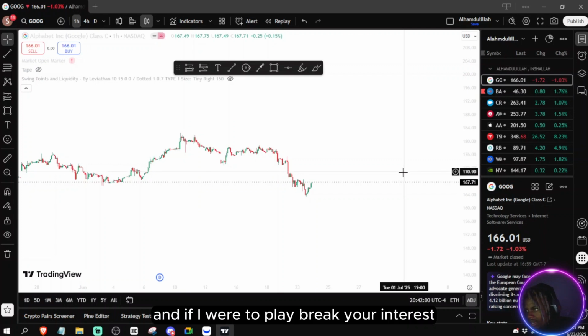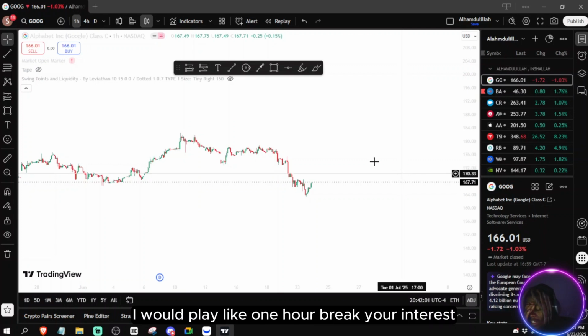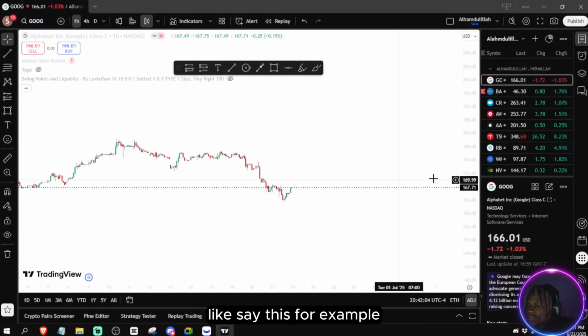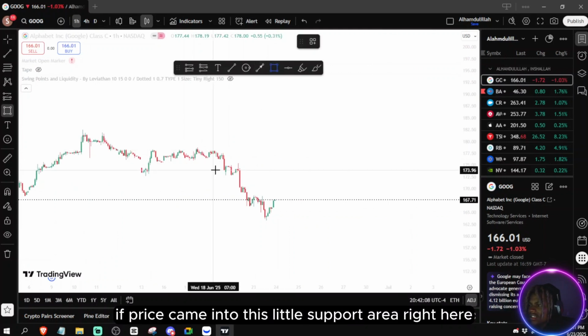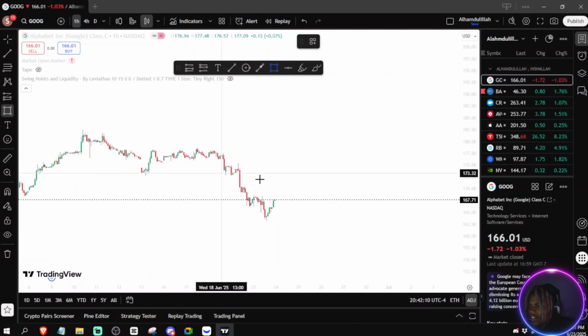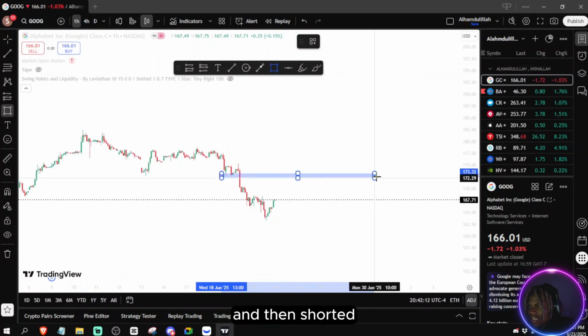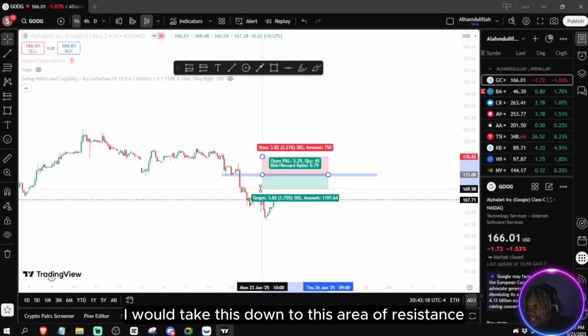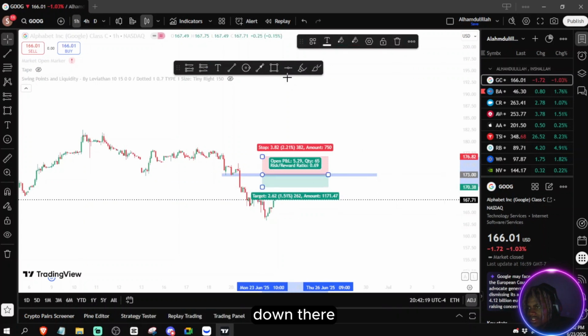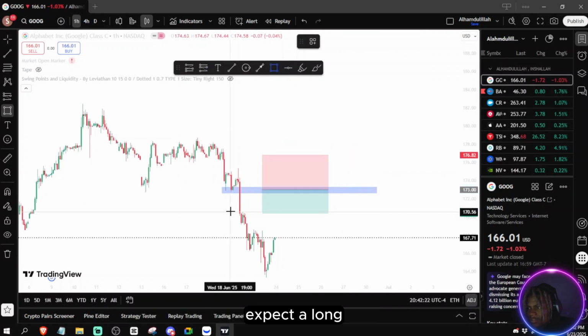And if I were to play break and retest, I would play like 1 hour break and retest. I say this, for example, like if price came into this little support area right here and then shorted, I would take this down to this area of resistance down there. Expect a long.